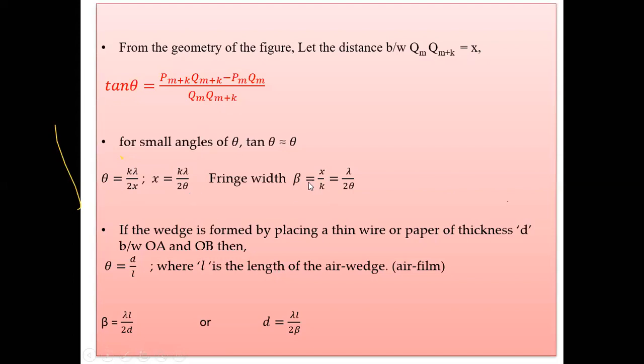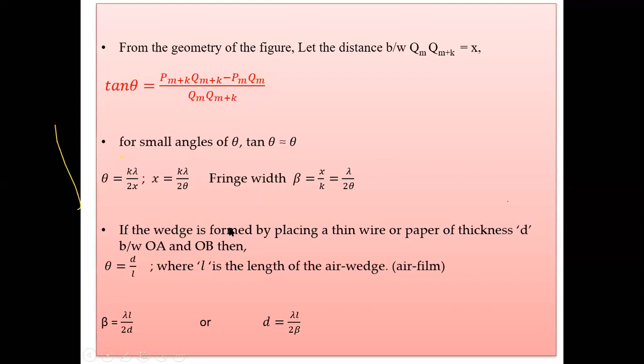Now, fringe width beta is x by K. So as fringe width beta is x by K, substituting for x and K, we get beta as lambda by 2 theta. Try to understand this. So if fringe width beta is lambda by 2 theta, I bring in the condition here.